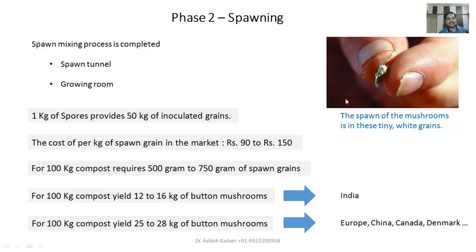For 100 kg of compost, generally 500 grams to 750 grams of spawn grains is required. And from this 100 kg of compost, in India we get a yield of 12 to 16 kg of button mushroom. But if you see in Europe or in Canada, people are getting around 25 to 28 kg of button mushroom.